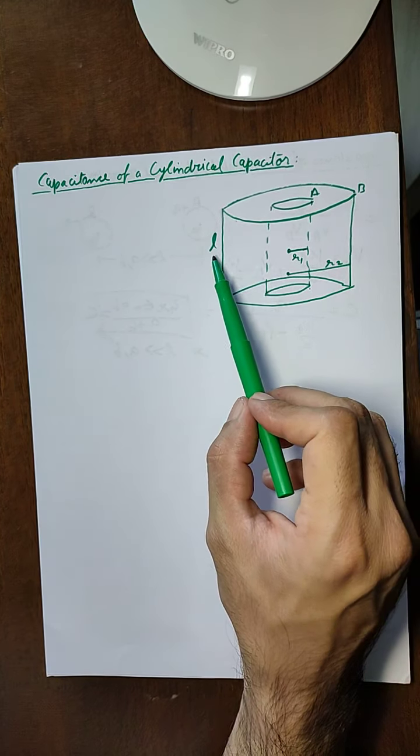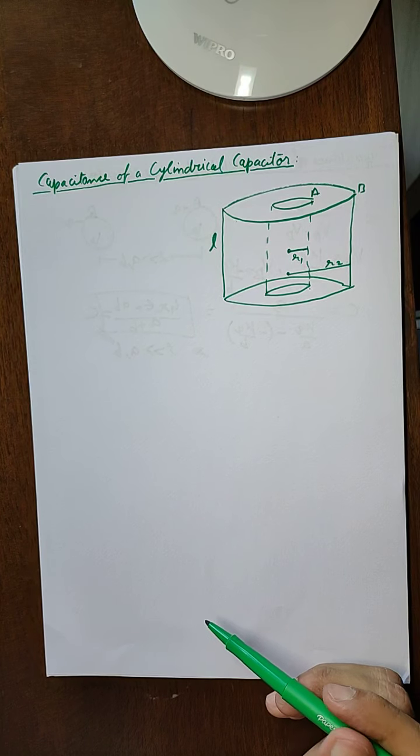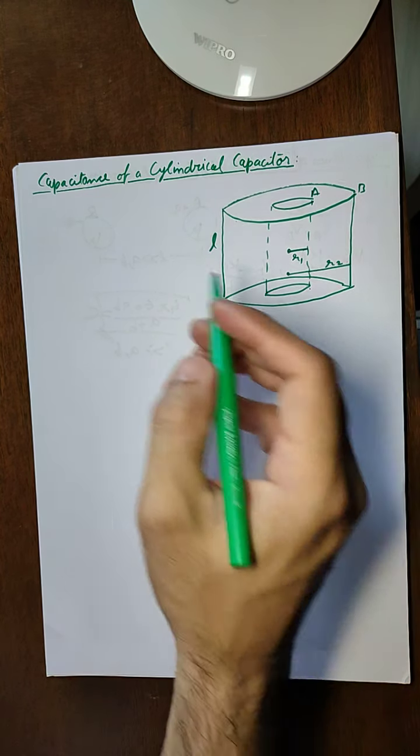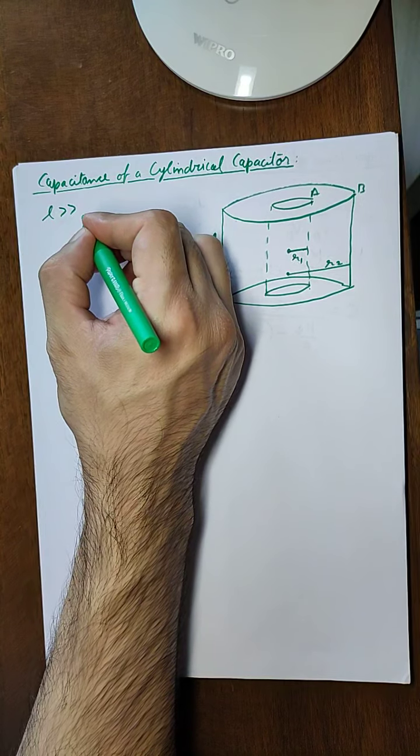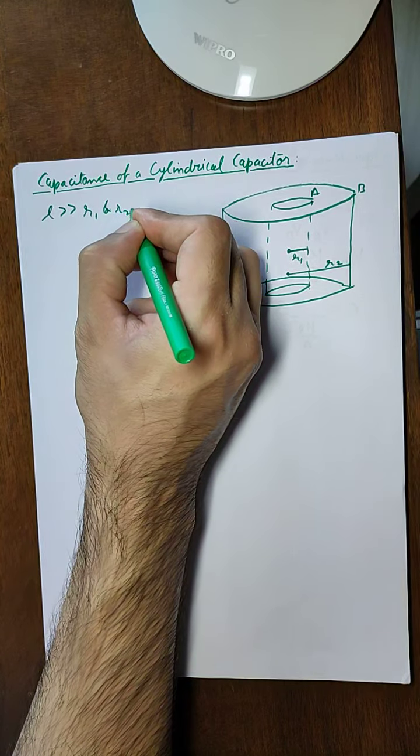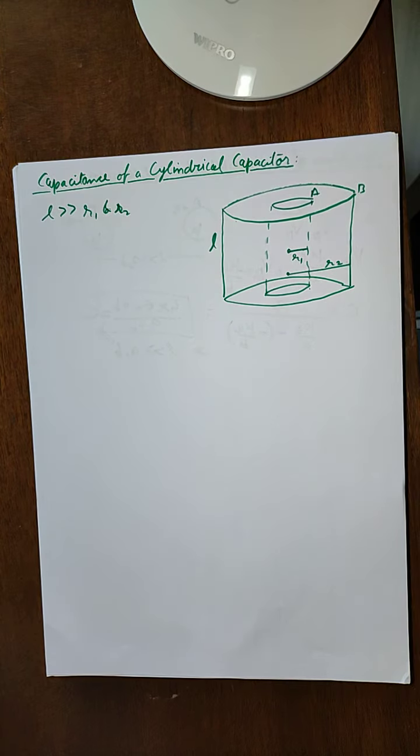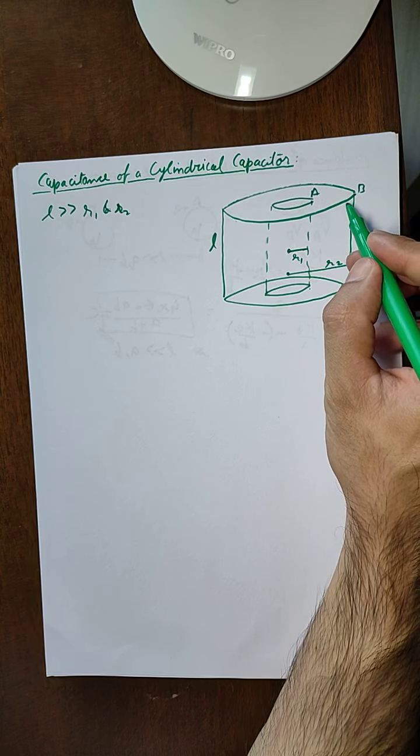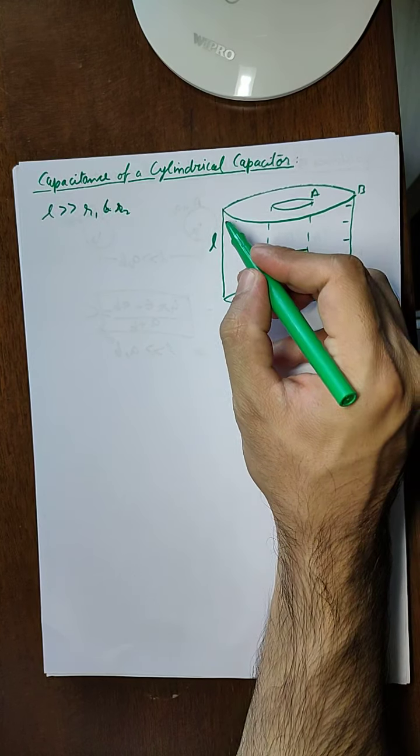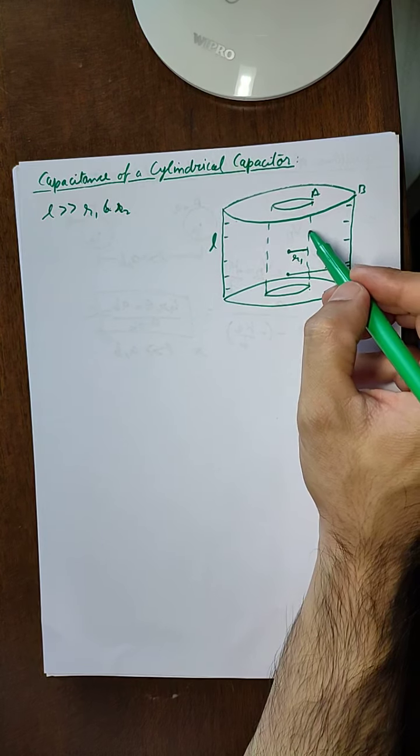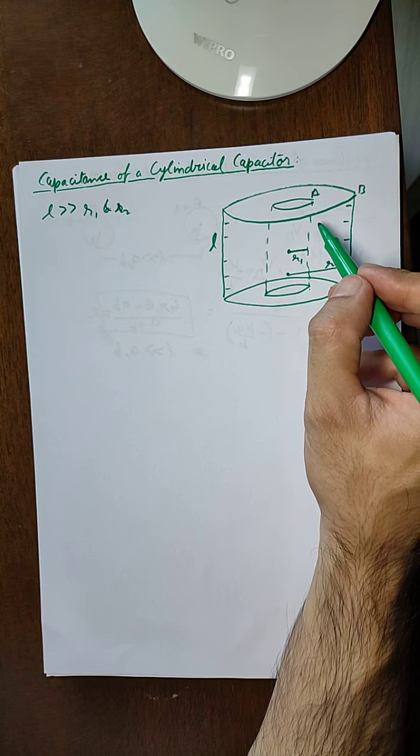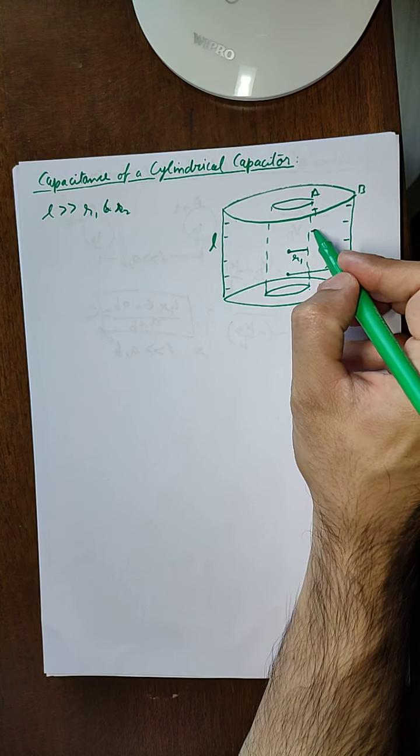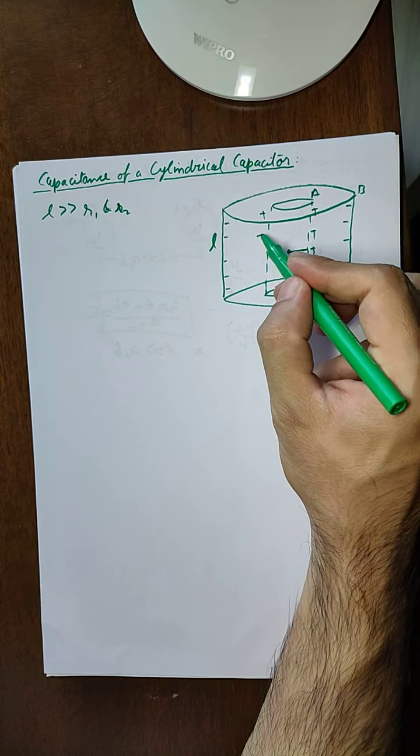So keep in mind that L is very large. For this derivation, L is very large compared to R1 and R2, the inner and outer radii of the cylinder. Now in that case, if negative charge is given to B, then an equal and opposite charge will be induced on the surface of A, like this.